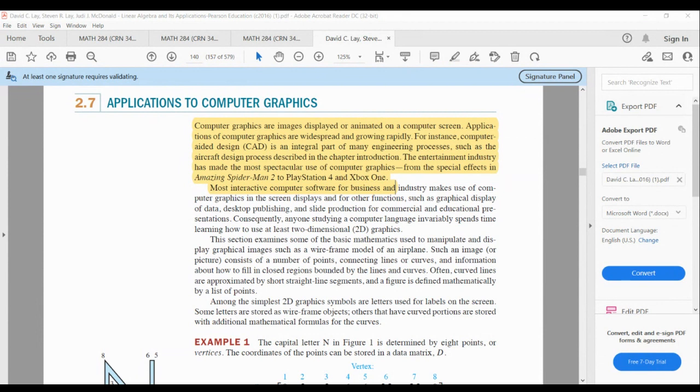Now this book was originally written in the early 2000s. So now we see computer graphics all over the place, on our cell phones and everything. Computer-aided design, CAD, is an integral part of many engineering processes, such as aircraft design, and they talk about that in the chapter introduction. The entertainment industry has made the most spectacular use of computer graphics, from special effects in Spider-Man 2 to PlayStation 4 and Xbox One.